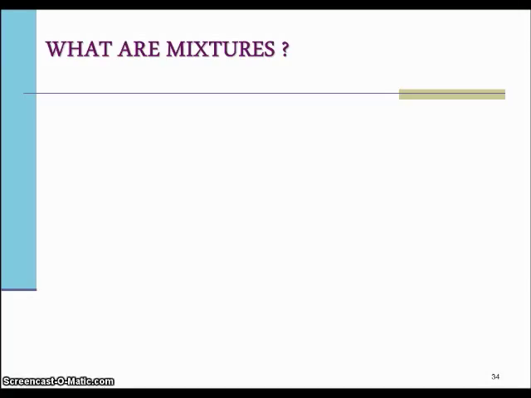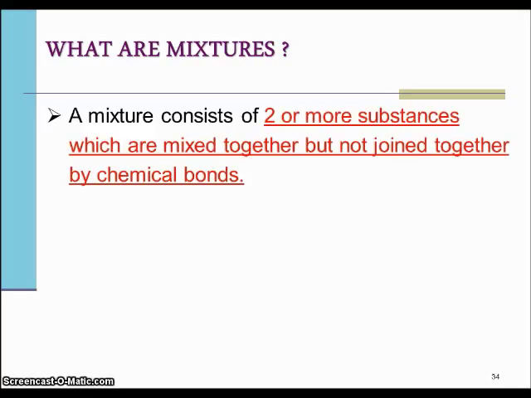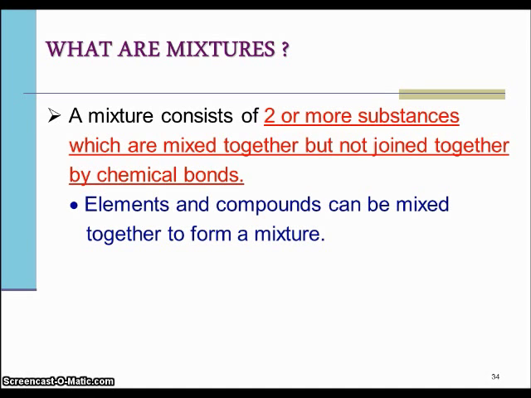The last section of this chapter, we are going to be looking at mixtures. Exactly what are mixtures? A mixture consists of 2 or more substances which are mixed together but not joined together by chemical bonds. Elements and compounds can be mixed together to form a mixture.